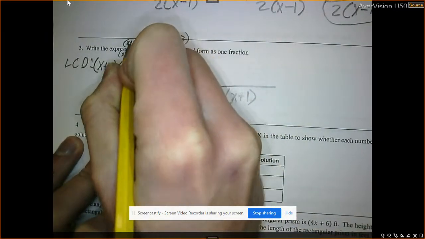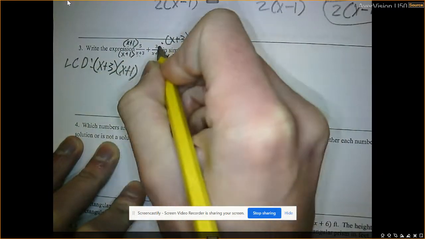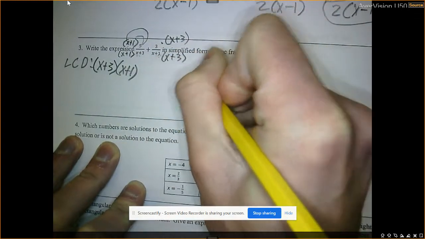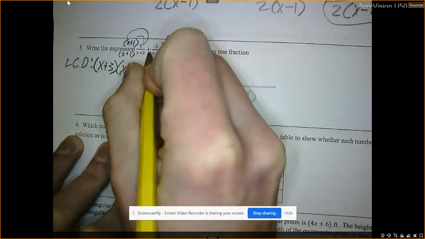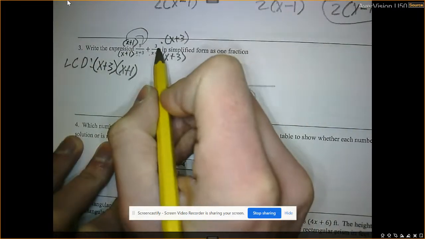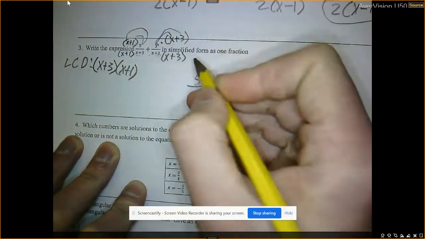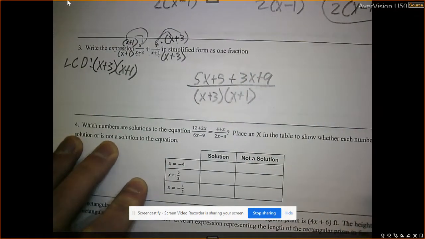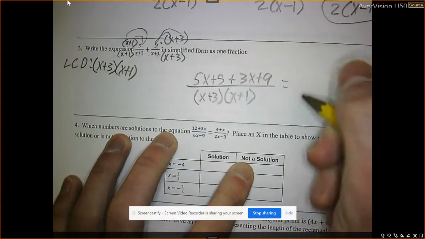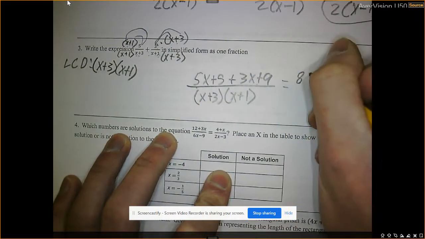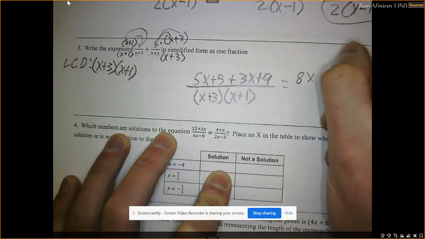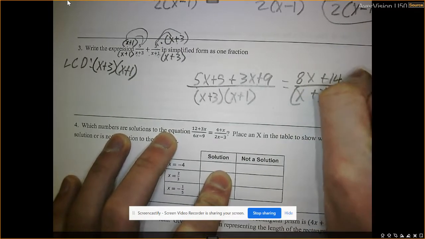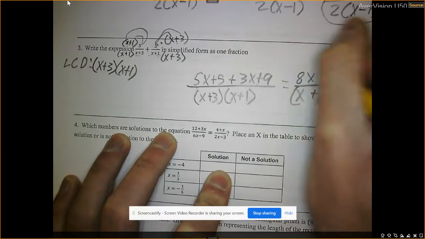And then we have 5 times x plus 1. I'm going to do the distributing all in one step here. So it's going to be 5x plus 5. And then plus, now we got 3, we're distributing this, 3x plus 9. And now we just need to combine our like terms here. So this is going to become 5x and 3x, well, that's 8x. 5 plus 9, well, that's 14. So that's what we're getting here. And again, it's over our common denominator of x plus 3 times x plus 1.